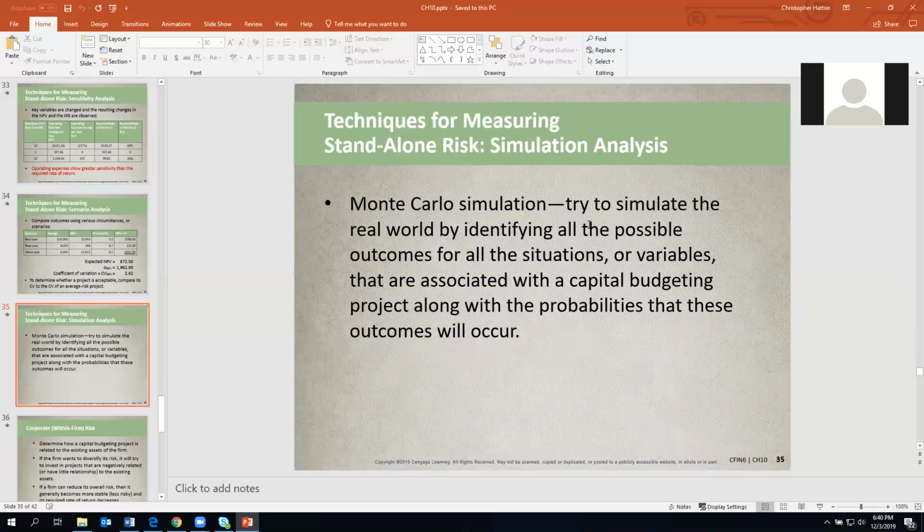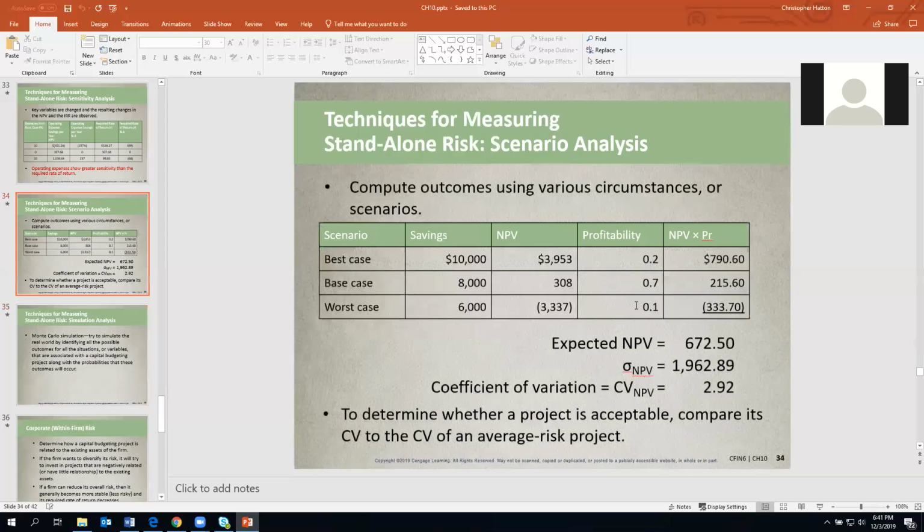Okay, so it tries to simulate the real world by identifying all the possible outcomes of the situation or variables associated with a capital budgeting project, along with the probabilities that these outcomes will occur. So that's your statistical analysis, and these are your probabilities. And the probabilities should always add up to 100%. So it's 20% that will get to the best case, 70% that will get to the base case, and 10% that will get to the worst case.